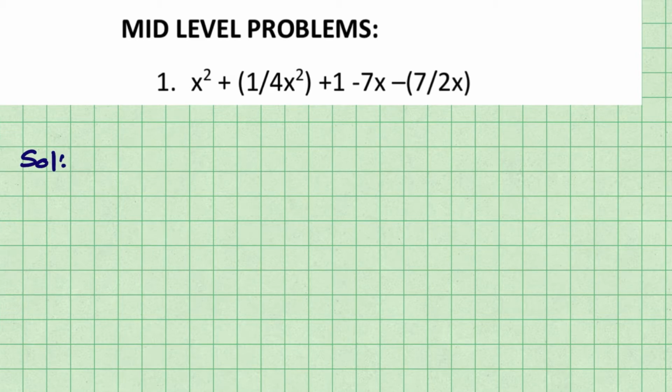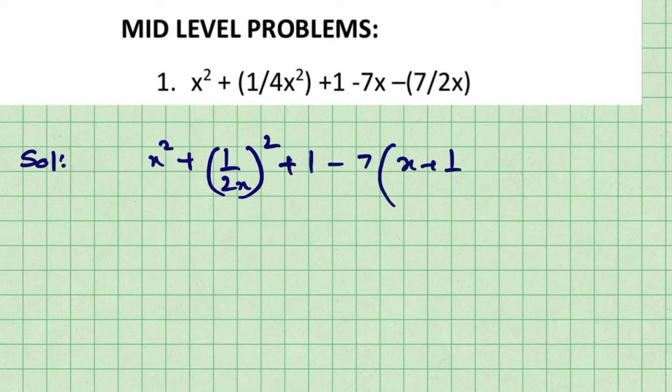Let's start with the mid-level questions. The first one is an interesting problem. Here, when I look at the question, I notice that 1 by 4x square can also be written as 1 by 2x whole square plus 1 as it is, and if I take 7 common from the last two terms, I will get 1 plus 1 by 2x.